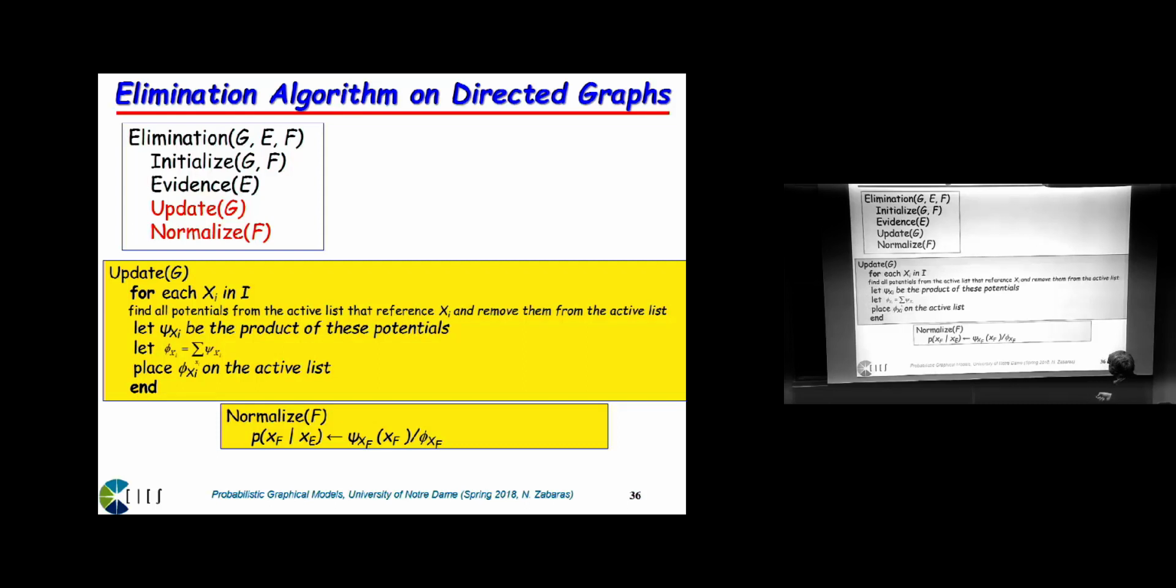And the last step is, if you want to normalize, you can do this by summing over all possible values of the query variables. All right.